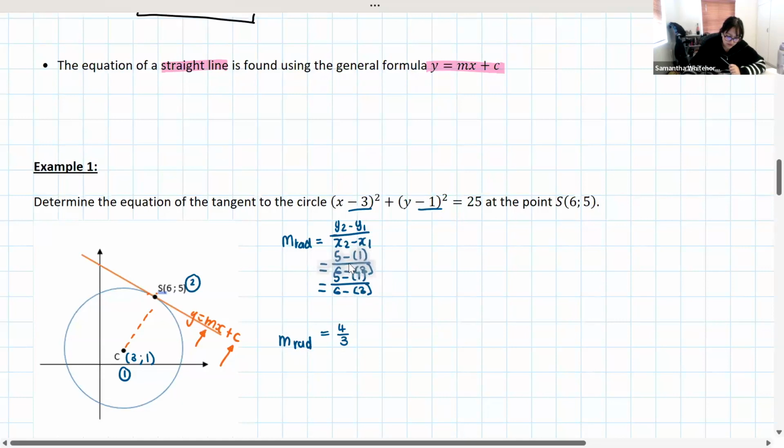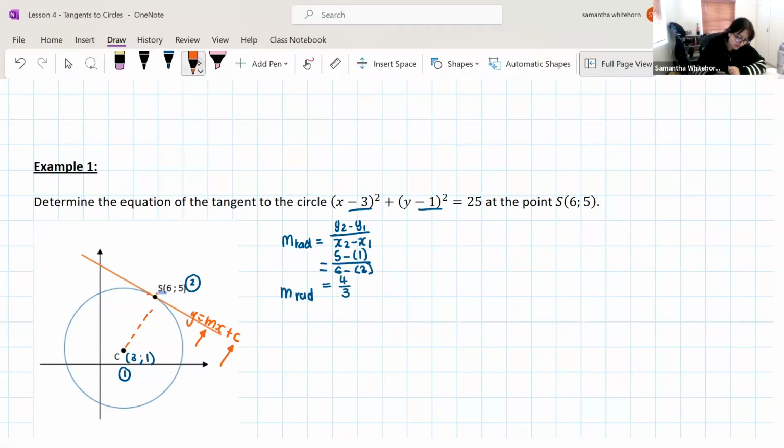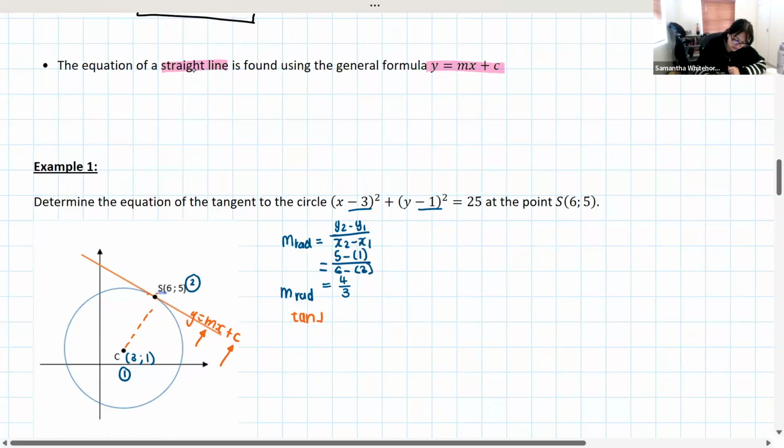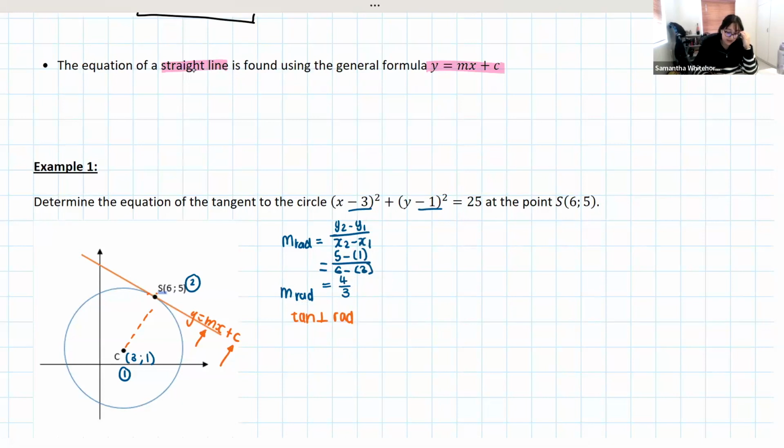Like I said, we can now use this to work out the gradient of our tangent. So remember, we said earlier that your tangent is perpendicular to your radius. We'll write this properly with a reason now. We now need to use this fact in our next step. So who can tell me what formula we use when we're working with perpendicular lines? You're welcome to unmute yourself or type it in chat.